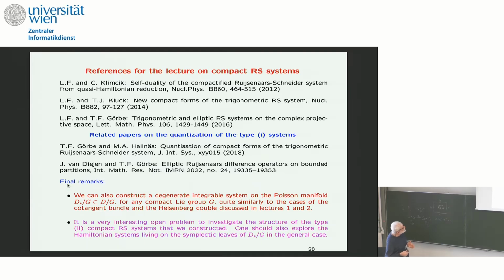These are the references. I already mentioned at the beginning that I can have the degenerate integrable system. This is the principal orbit type for the action on this internal fusion double. I have the same story as for the cotangent bundle and the Heisenberg double, I just decided not to present this because it would be too boring.